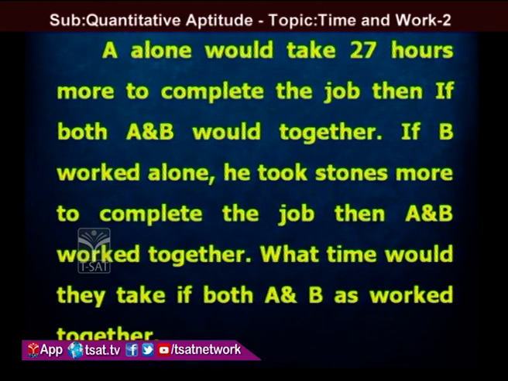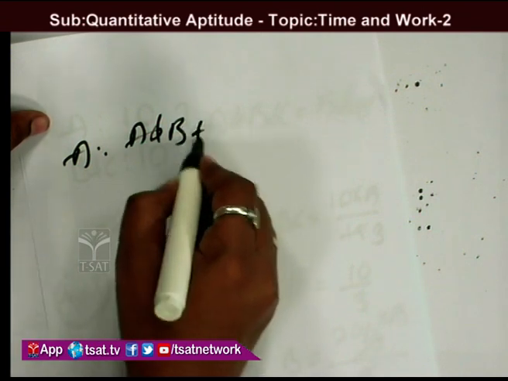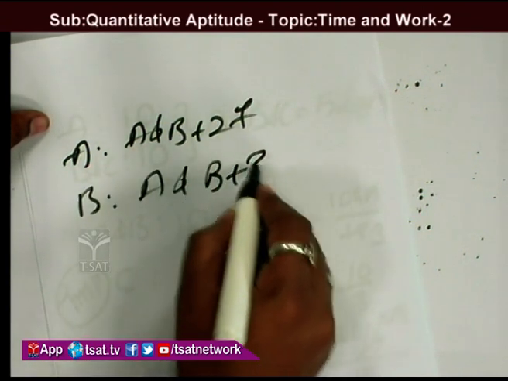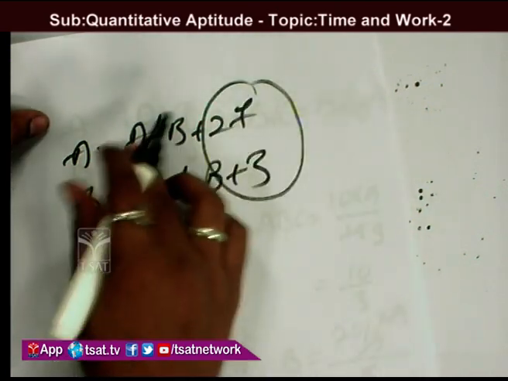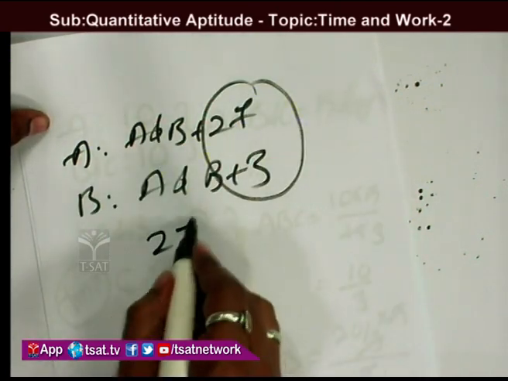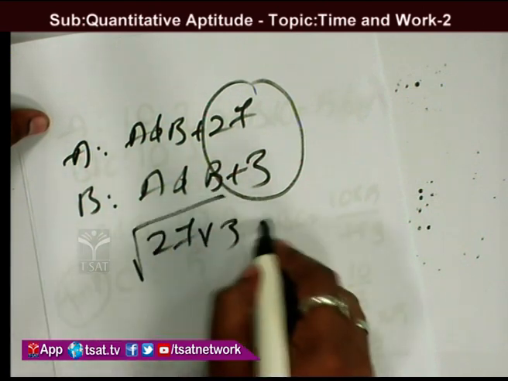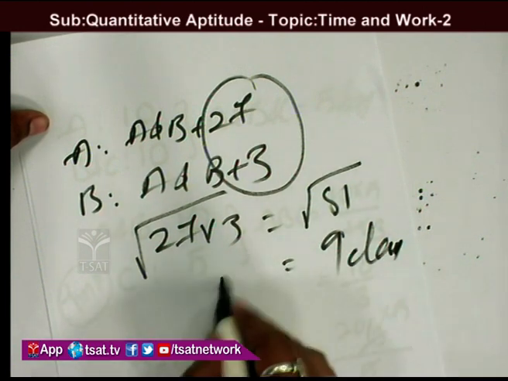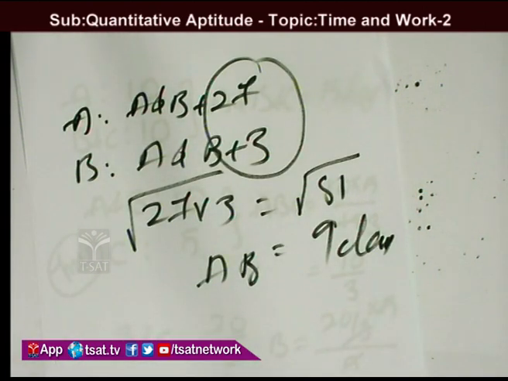What time would they take to complete the work? This question is already repeated. Why was it repeated? It means it is very important, and that is why it was repeated. So, A alone takes 27 more, B alone takes 3 more than A and B together. 27 into 3 is 81, the square root of 81 is 9 days. A and B together take 9 days, simple.